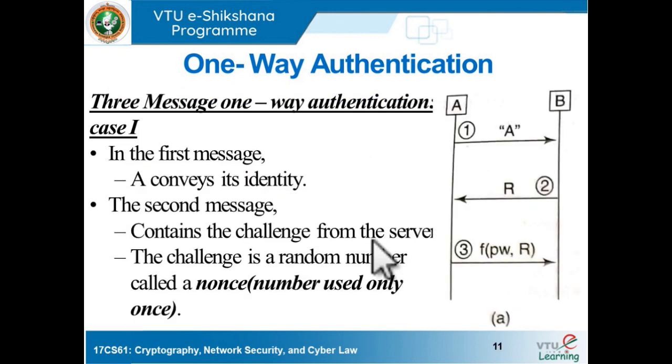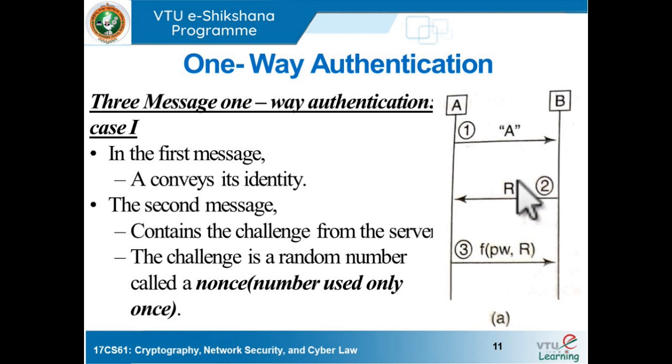Now, let's look at this three message one-way authentication which is used over here. There are two communicating parties, A and B, which are trying to communicate. In the first message, A is communicating its identity. The second message is coming from B. Let's assume it is the server, and A is the client. B will send a challenge to A. That means the server is sending a challenge to A.